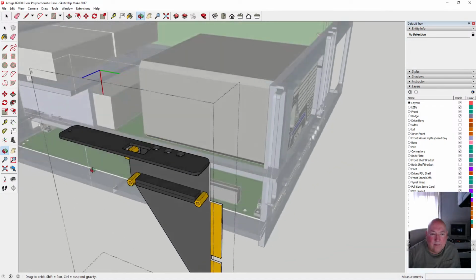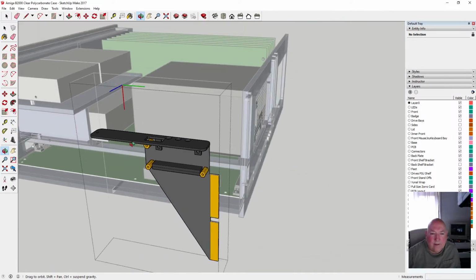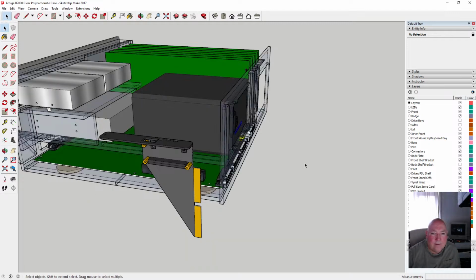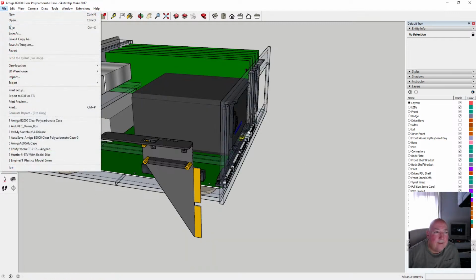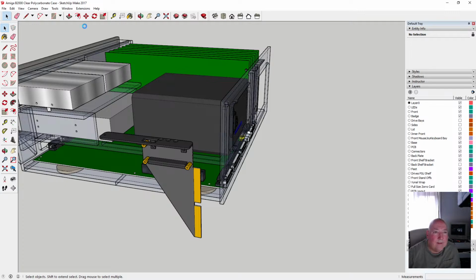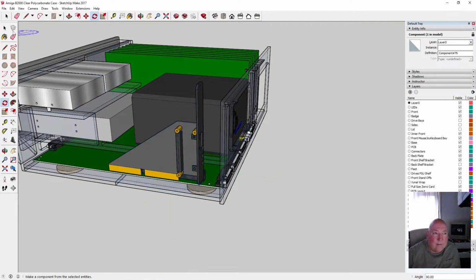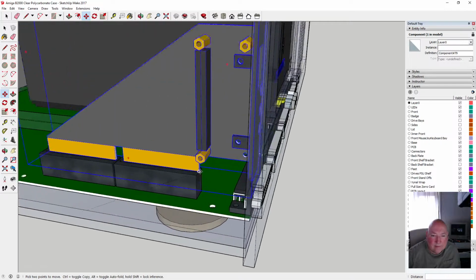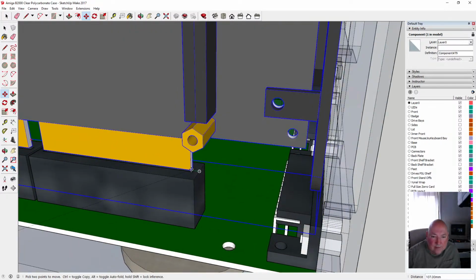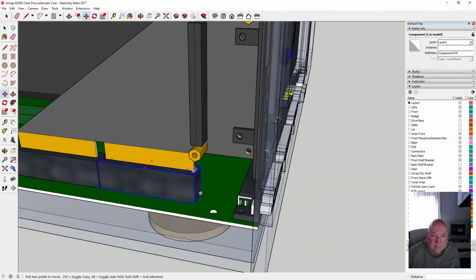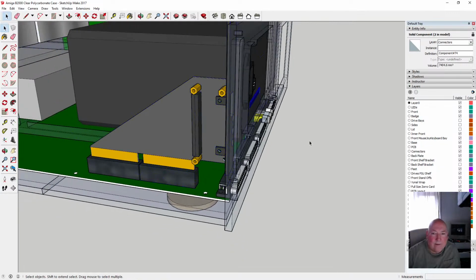So let's turn it back the right way around. Save it. Rotate it back the right way around. And put it in its place, like that. So what have we got now?